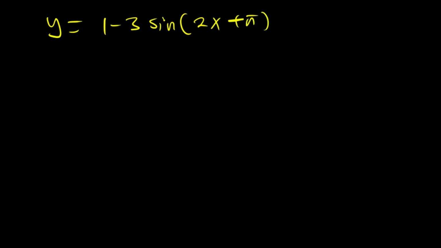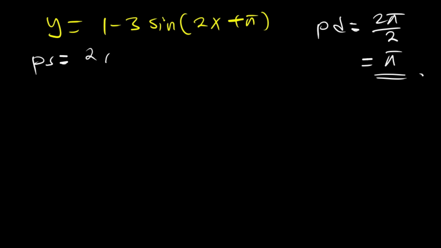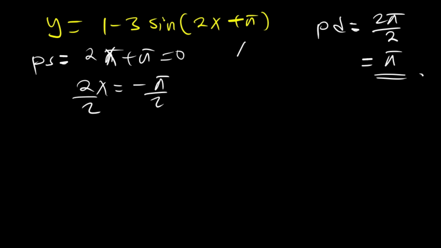So the question is, find the period and the phase shift. The period will be equal to 2 pi divided by b. B is 2, so the period is just pi. The phase shift is given by what is inside, equate it equal to 0. So for x, 2x is equal to negative pi, divide by 2, so x will be equal to negative pi over 2. That is my phase shift.